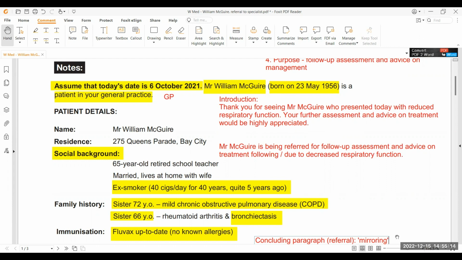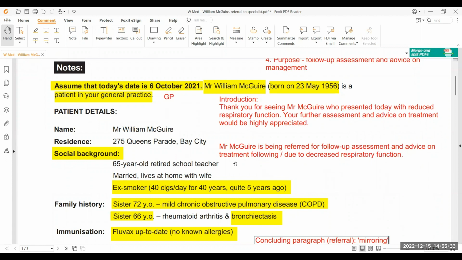Diagnosis. What else? Maybe evaluation. Evaluation. Okay. Right. So you will use evaluation. What about advice or treatment?